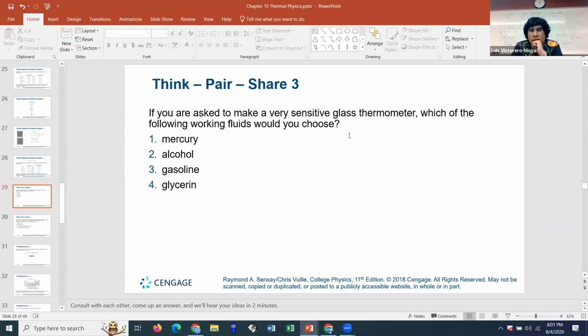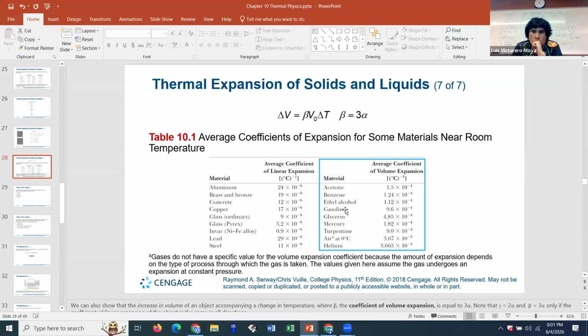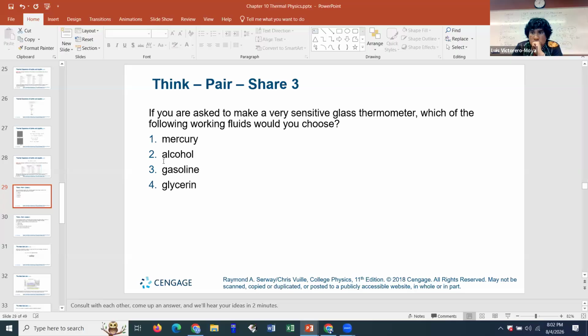So I think I already said this, right? If you want to make a more sensitive thermometer, which one will you use? Which one has the highest coefficient of volume expansion in the liquids? Gasoline. The higher this value, the more you're gonna see an expansion. So more sensitive. So it will have to be gasoline. All right.